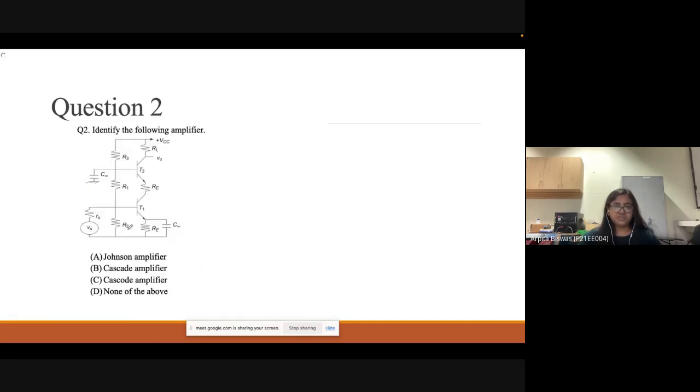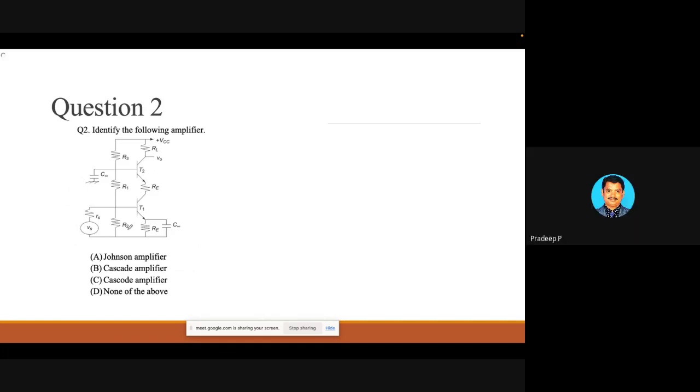This is question number 2. Identify the following amplifier. The first option is the Johnson amplifier. The second option is the Cascade amplifier. The third option is the Cascode amplifier. And option D is none of the above. Please go through the circuit structure carefully and try to give the answer. Cascode amplifier, madam. Common emitter with a common base load. The CE-CB combination is a cascode amplifier.